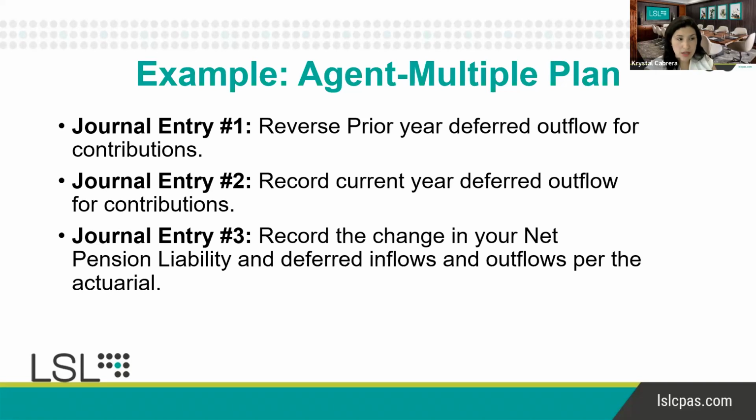that net pension liability. The second journal entry is for this year's contributions, where we have spent the money, we sent it over to CalPERS, but we haven't actually seen that reduction yet. So we're going to remove the pension expense because it's not really an expense, it's a reduction of the liability, or it will be next year. So we're going to remove that expense, and then we're going to set up a deferred outflows for contributions.